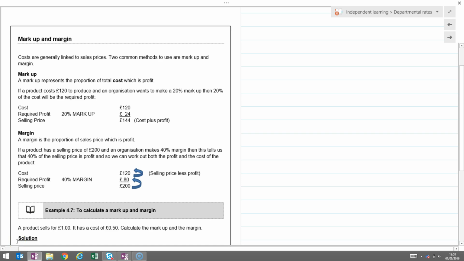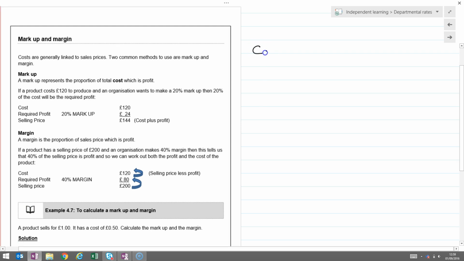This is just a short video that runs through markup and margin. Markup and margins relate to profit. So we have cost of product. We hope to make a profit, and the cost plus the profit we're hoping to make gives us the selling price. Okay, so the relationship between cost and selling price is the profit that we're making.